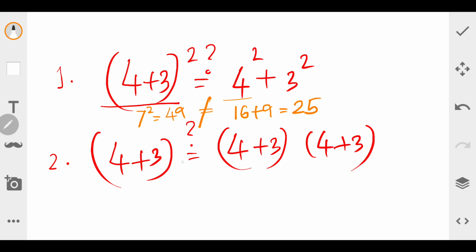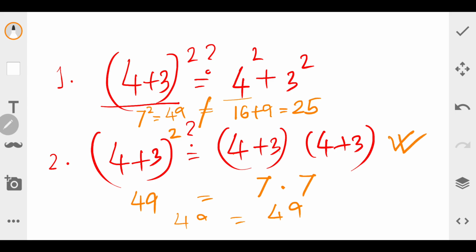Now let's look at, oh, I forgot the square. Let's look at this one. I already know that this should be 49. Now let's look at here. I have to do 4 plus 3, which is 7, and 4 plus 3 is also 7. 7 times 7 is 49. So you can see that they are equal. So this statement is true. I just put a tick mark here.